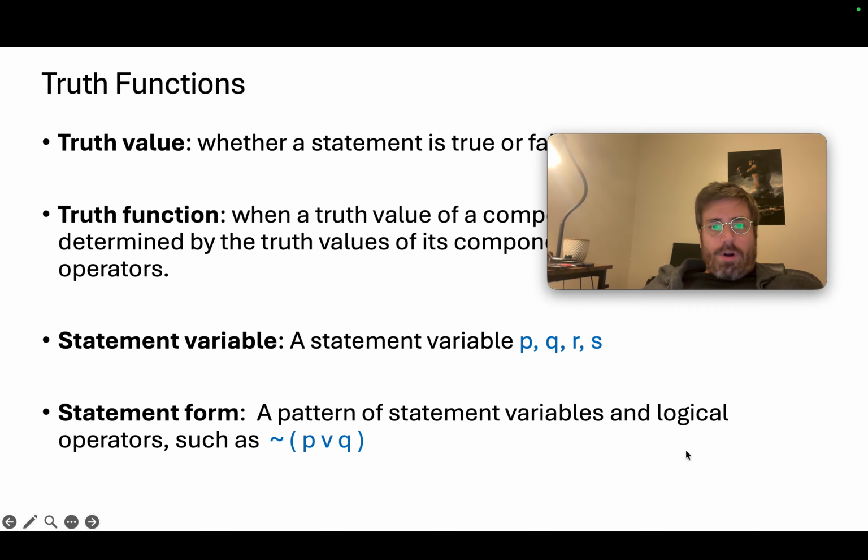And the statement form refers to a pattern of statement variables and logical operators, such as this arrangement, which reads, it is not the case that either P or Q. Remember from our discussion of the main operators, the main operator cannot be in parentheses, so negation, in this case tilde, is the main operator of this compound statement. And tilde, or negation, really is a negation of this disjunction, which brings together P and Q under the aspect of either-or disjunction, right?